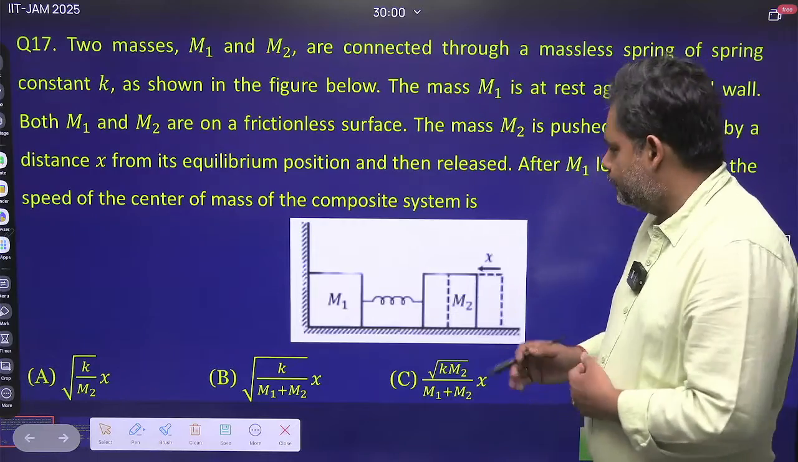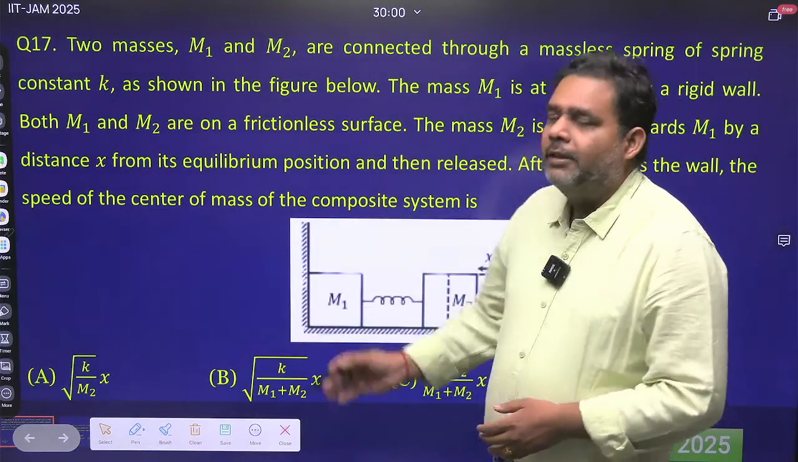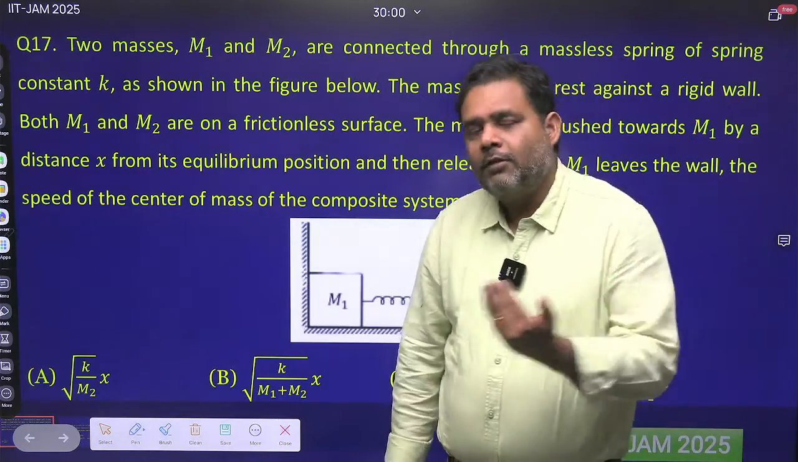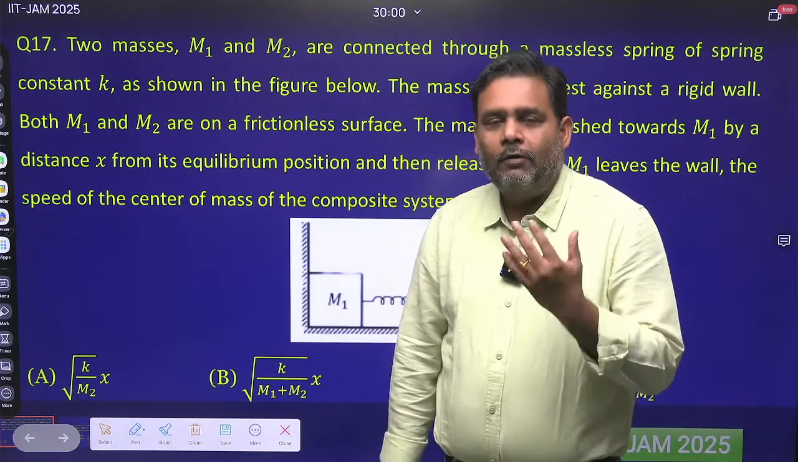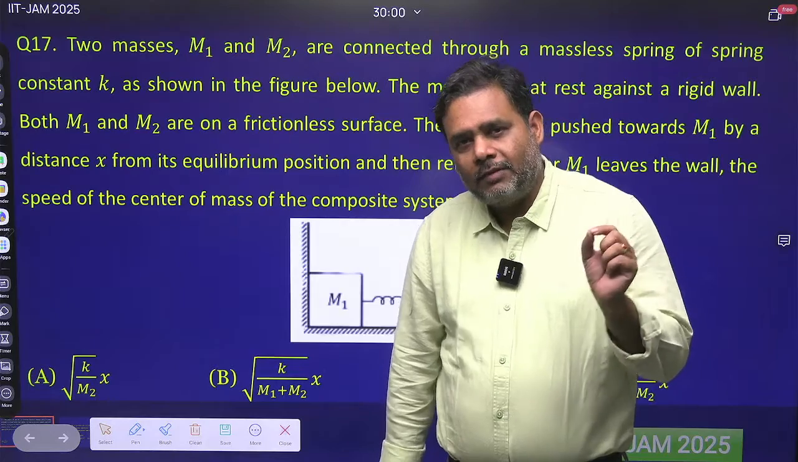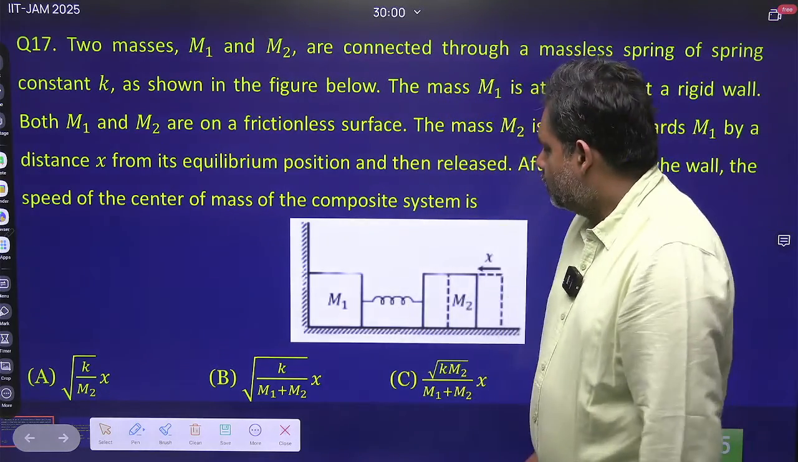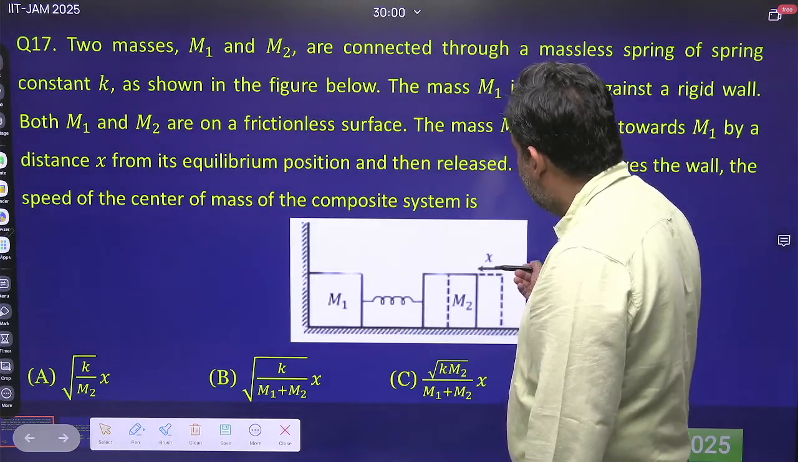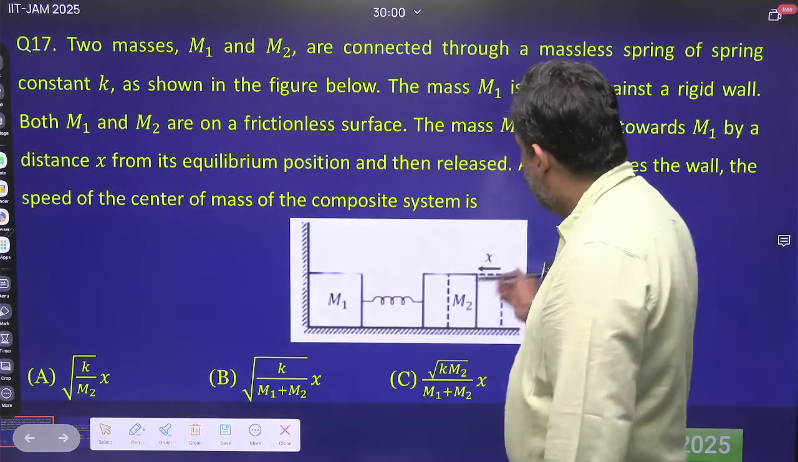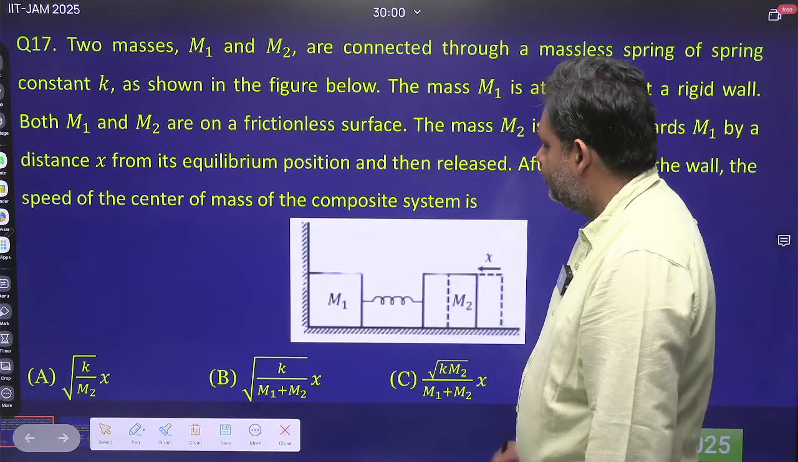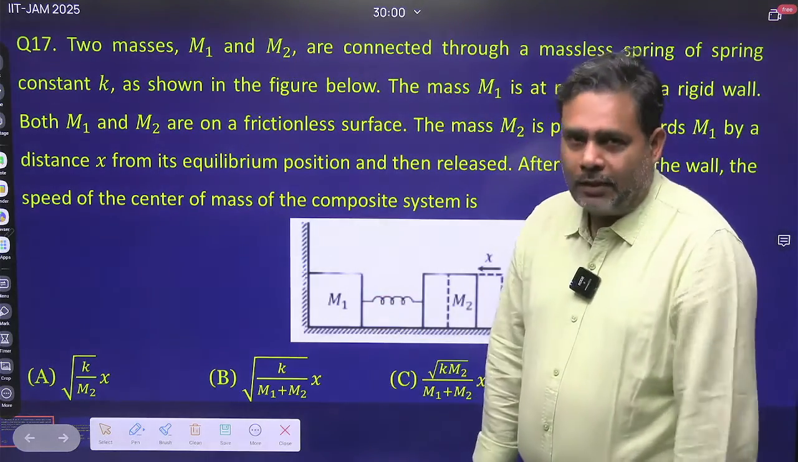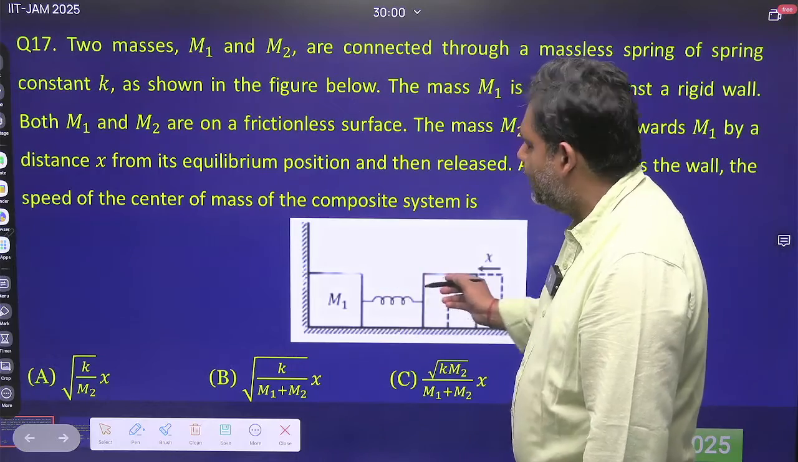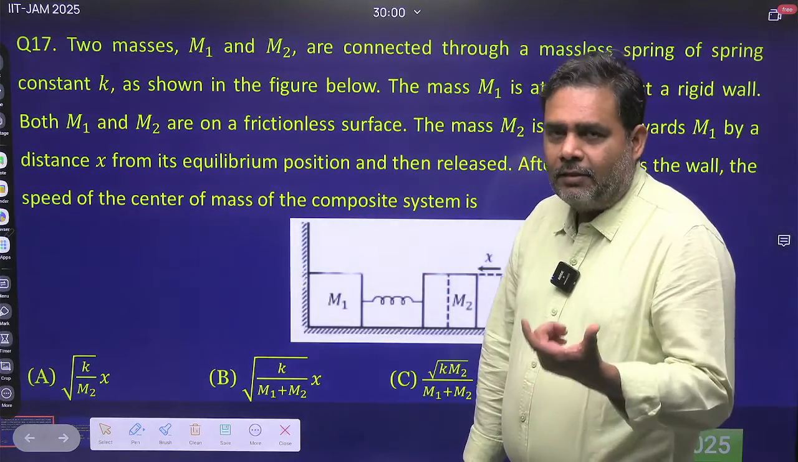First of all, this is a completely conservative system, so the center of mass will always have constant momentum. Whenever you have a conservative system, the center of mass will have constant momentum. So just before it leaves, when m2 has been pushed this x distance, we can write the expression of the center of mass. Let us assume the spring has length L at equilibrium.